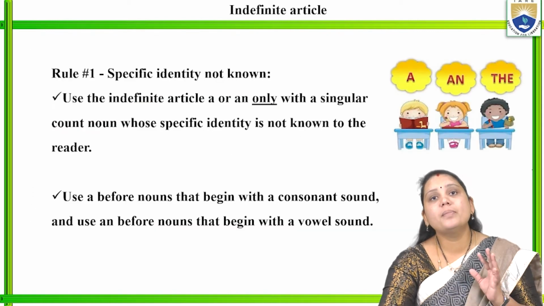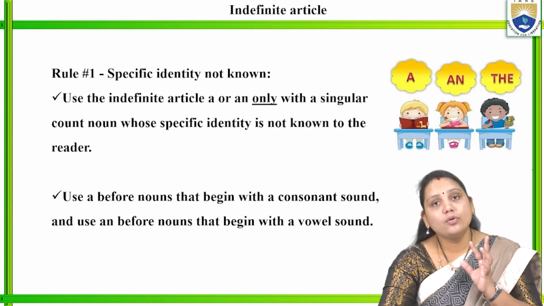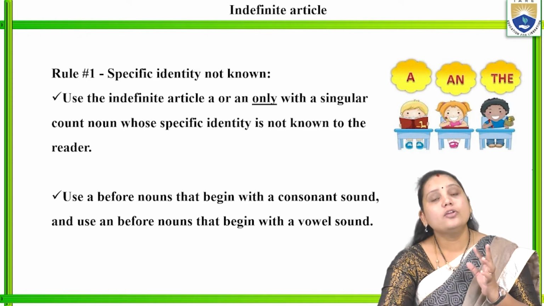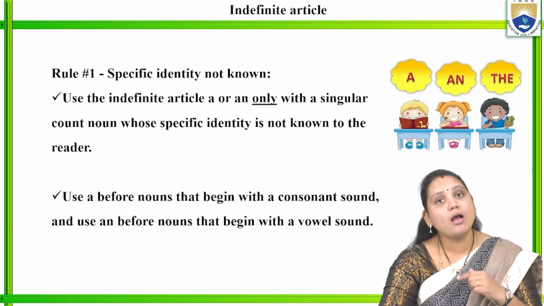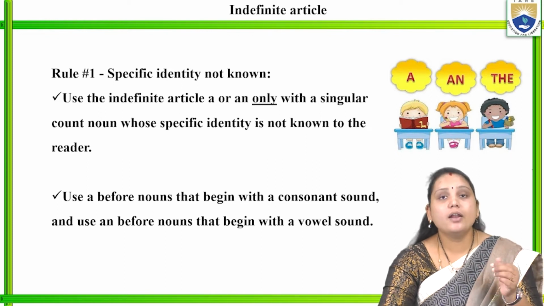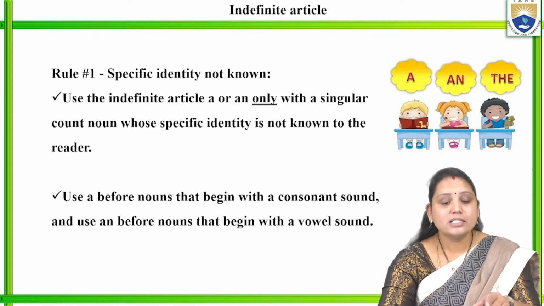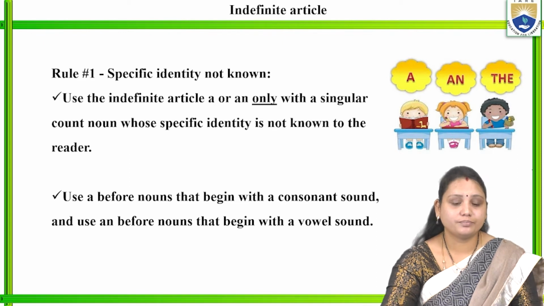The only common rule which you all have to remember is that you have to use a and an only before singular nouns, and you have to be very careful when using a and an, understanding the sound of the word which you are going to place it before. Now, let us try to understand the rules specifically. Specific identity not known. What does that mean?